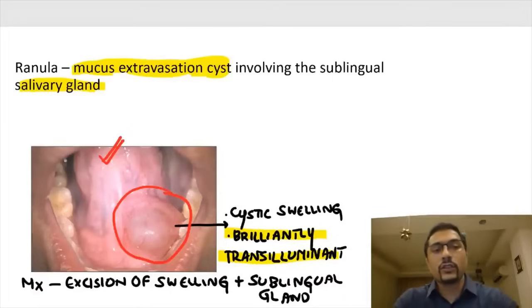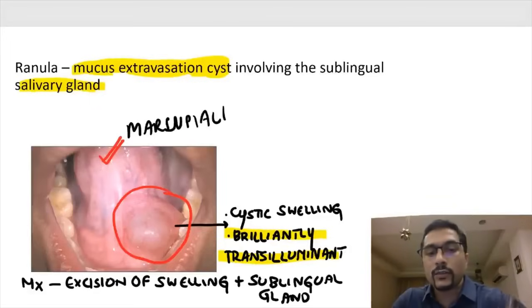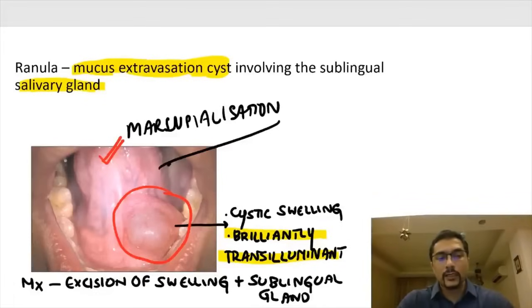Another treatment option for ranula, which has also been asked in the exam, is marsupialization. So this is another treatment option for ranulas. Marsupialization can also be done. Please remember, no incision and drainage for ranula. Otherwise, there is a high recurrence rate.